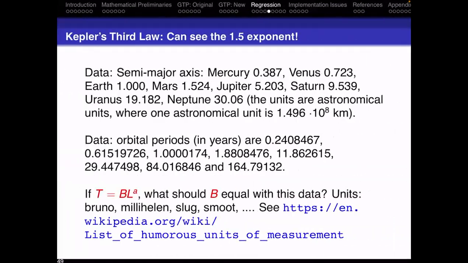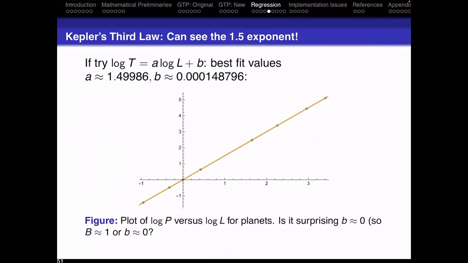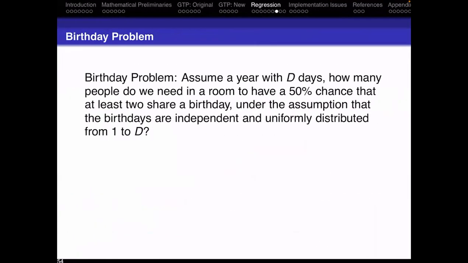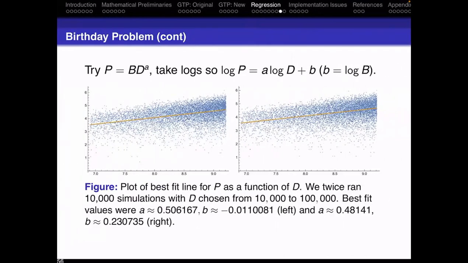You're going to have your homework problem on that. You'll get something beautiful like this. We've talked about smooch, so I'm going to skip all that. We've talked about the birthday problem. Here is some data from the birthday problem.